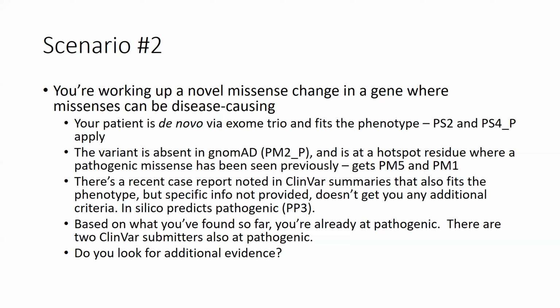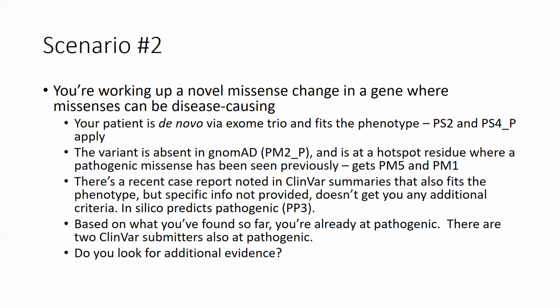There's a recent case report noted in the ClinVar summaries that also fits the phenotype, but they don't give you a lot of specifics, so no more criteria there. In silico predicts it's pathogenic, which agrees with everything else you found. So based on everything so far, you've got a ton of criteria, including that strong PS2. You're already at pathogenic. There are 2 ClinVar submitters that are also at pathogenic. Nobody is at uncertain or any other classification, so there doesn't seem to be anything conflicting yet.